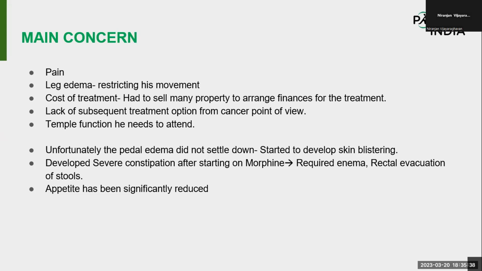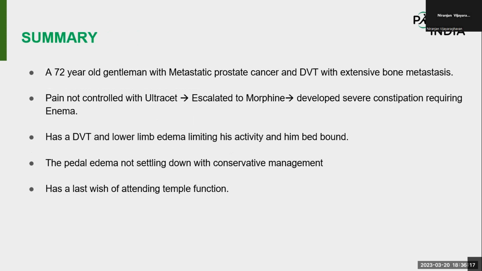Unfortunately, the pedal edema did not settle down with the treatment. We were initially planning for localized radiotherapy to the inguinal nodes, but we were scared whether giving radiation would worsen the edema again. So we were waiting for the rivaroxaban to act. He started developing skin blisters over the edematous region, and severe constipation after starting morphine, requiring enema and rectal evacuation of stools. Initially, we were giving only Cremaffin Plus 15 ml twice a day. Later on, we were able to give him a tablet called Cubisenosoft at night. So post enema, we were able to manage the constipation as well.